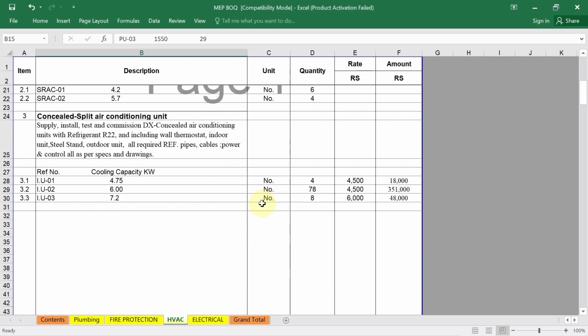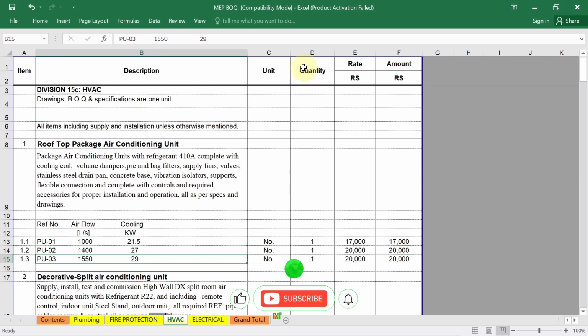In the next column, the quantity is written. Here you have to enter the calculated quantity for each item. We have a rooftop package air conditioning unit of 1000 liter per second flow, cooling load value 21.5 kilowatt. Unit of measurement we have written as number, and in quantity we have entered the calculated quantity for each item, one quantity.